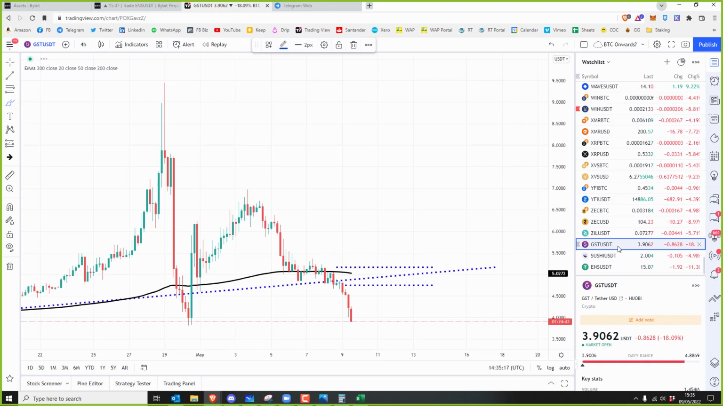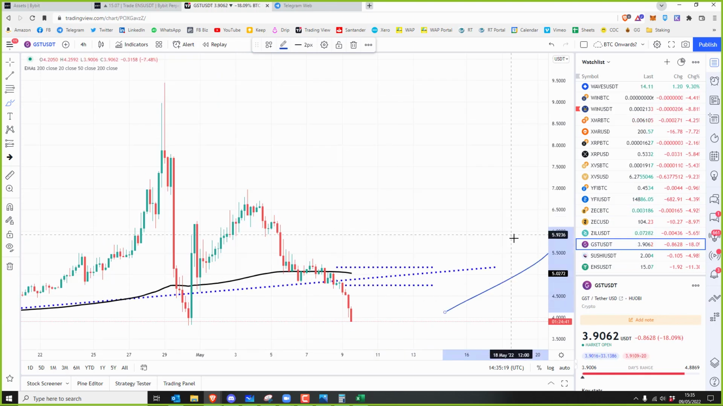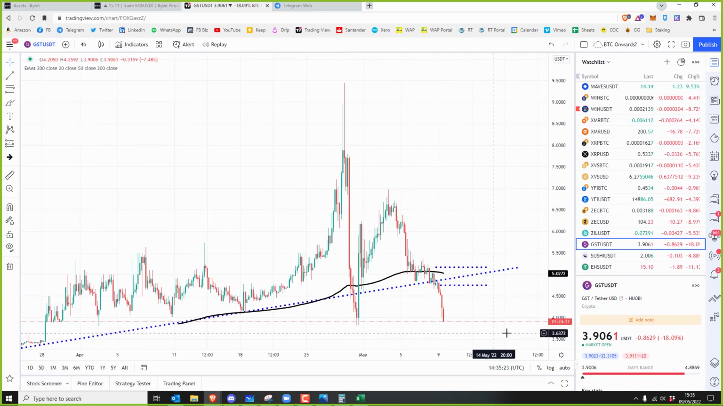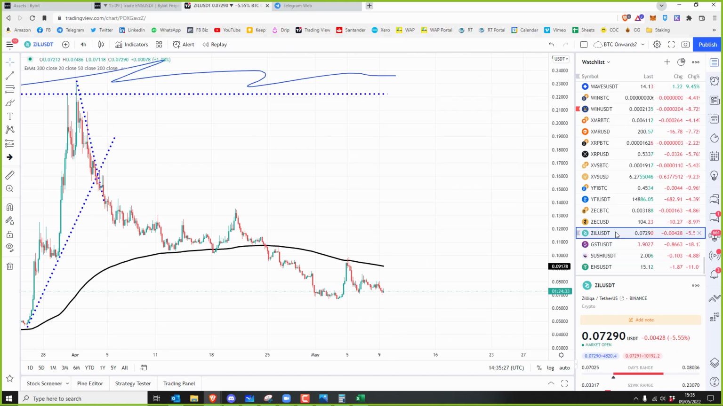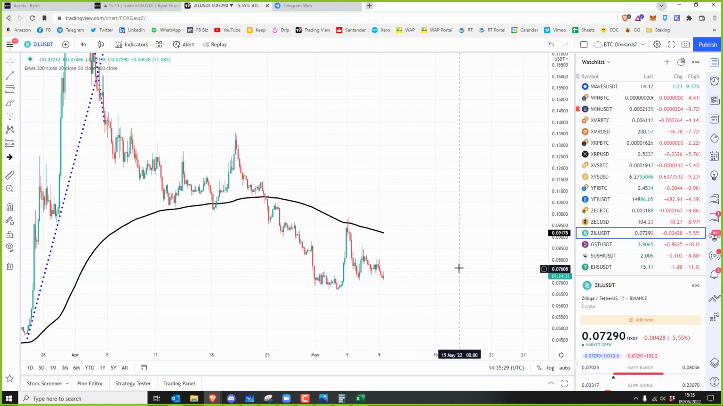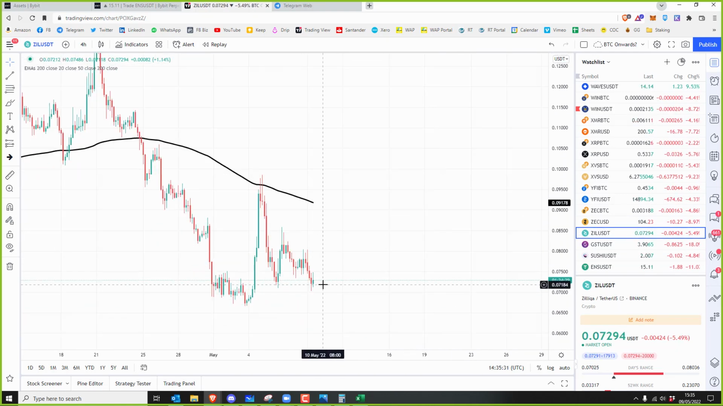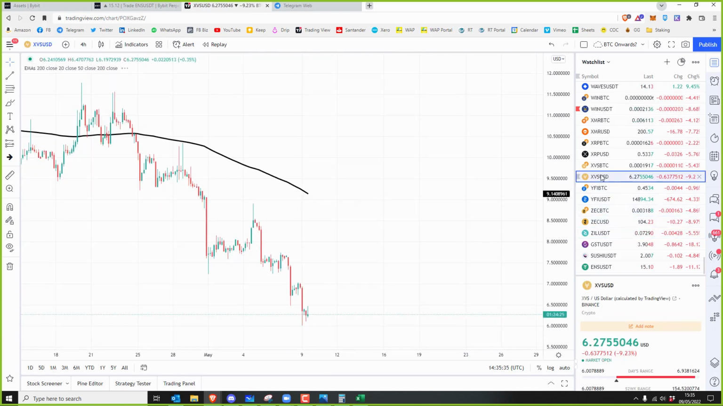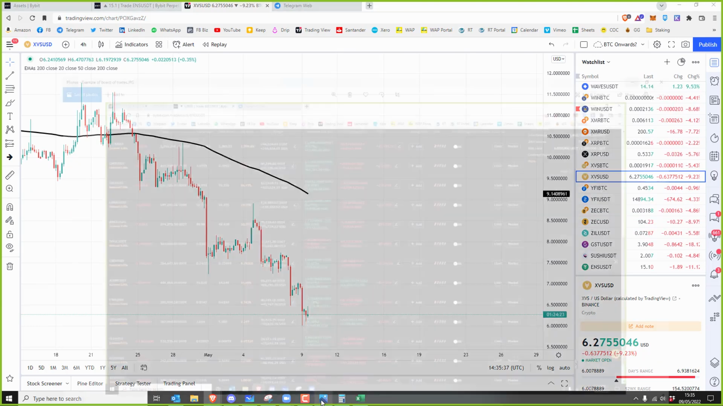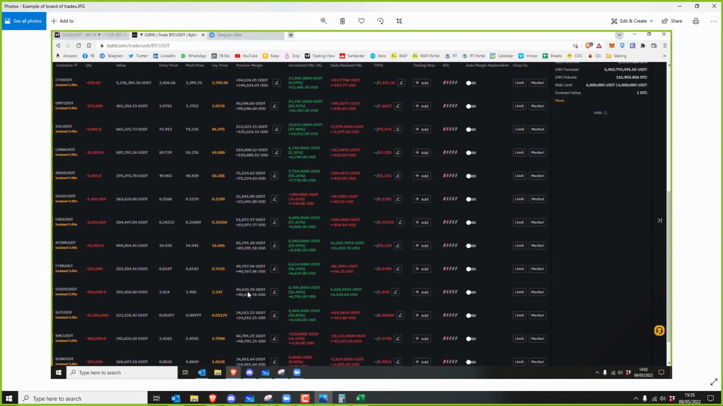Sushi is also dying. GST, that's the utility token for Stepn. I really want to short this to 0. I think this is going to be utter bullshit moving forwards. Zil looking a bit weak. I think I'm alright for now.